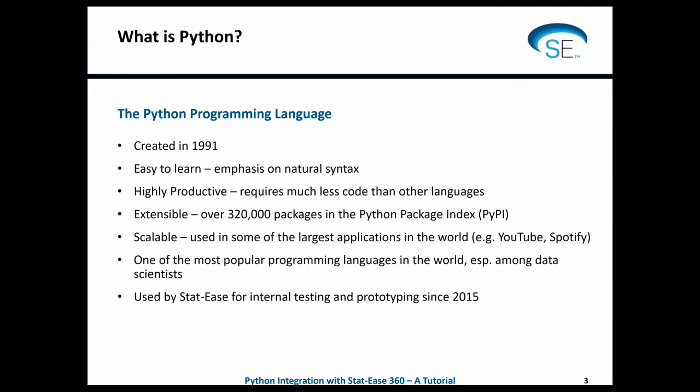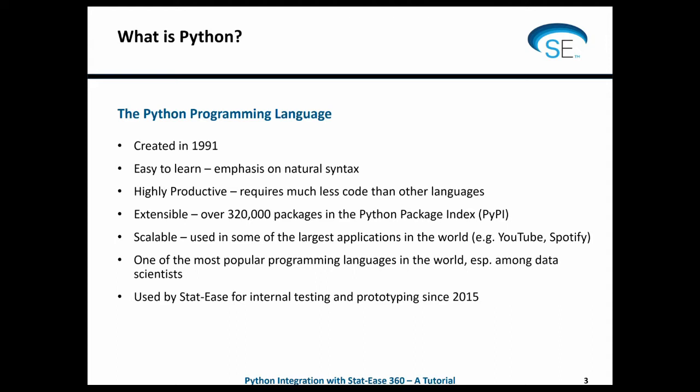Another goal of Python is that it's highly productive. So you don't have to write as much code to get the same task done as some other languages. And just to give you an example of that, I'm going to show in one of the later examples how to fetch data from an online API. In Design Expert, we do something similar with our auto update feature, and that's written in C++, and that's about 1,000 lines. Compared to less than 10, as I'll show you in Python.